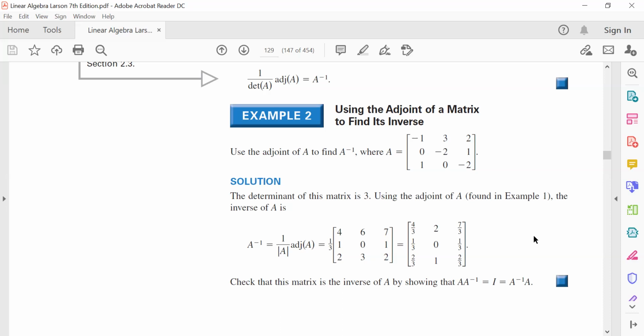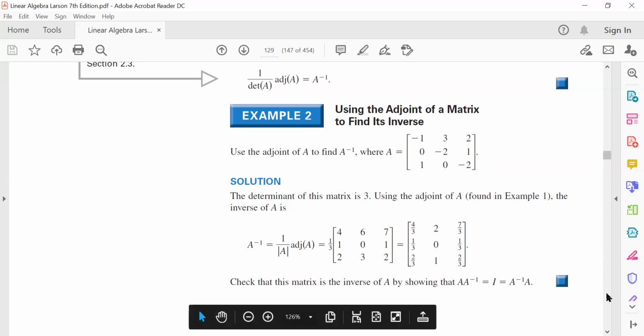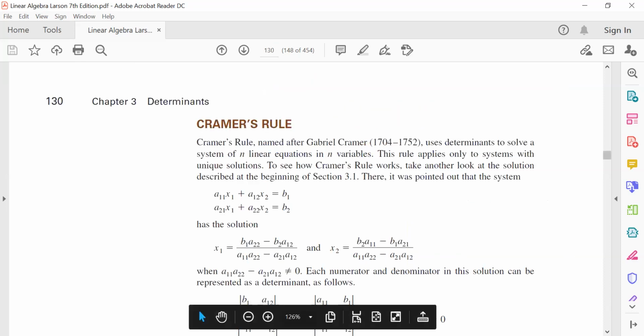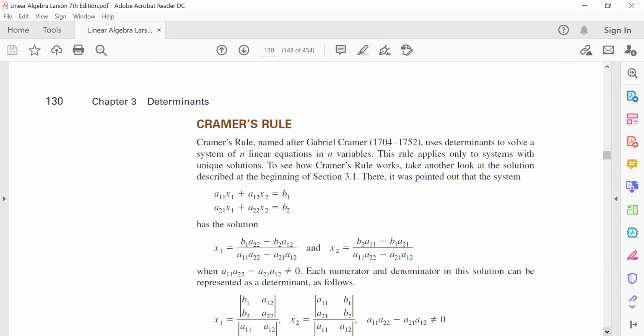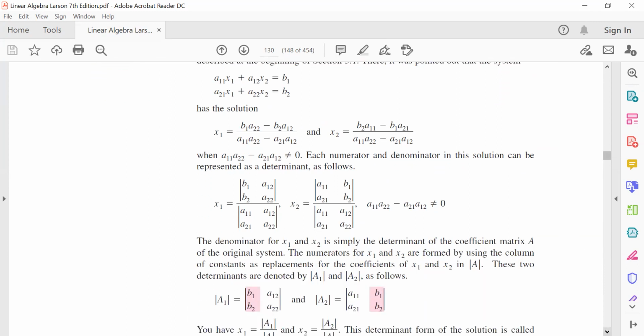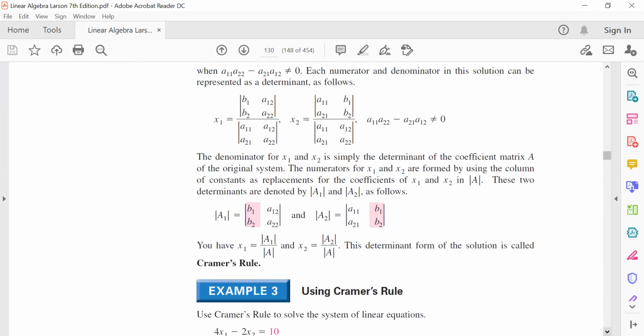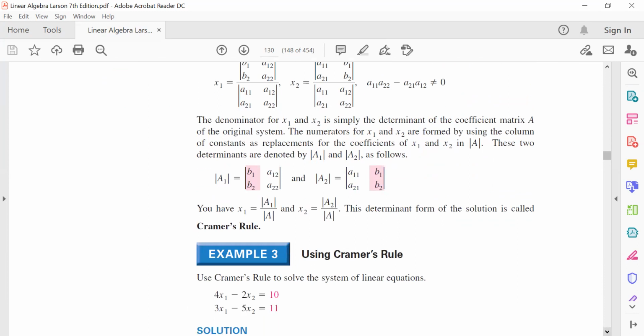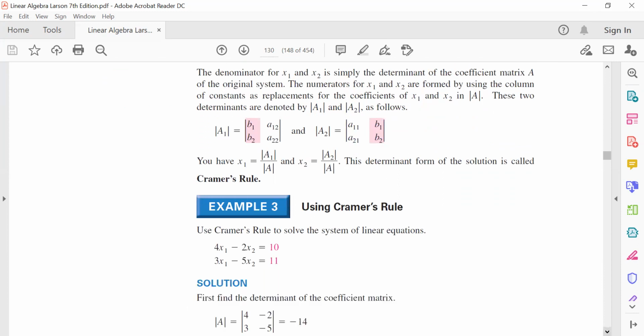Okay. Now we're going to go on to a very, very cool, awesome theorem called Cramer's rule. Now I have a friend whose last name is Kramer, and he's a fan of Kramer's rule, but he meant it in a different way. Anyway, Cramer's rule gives us a method of solving systems of equations.